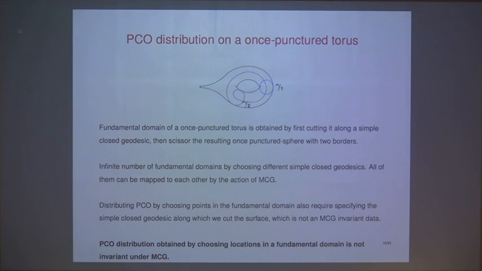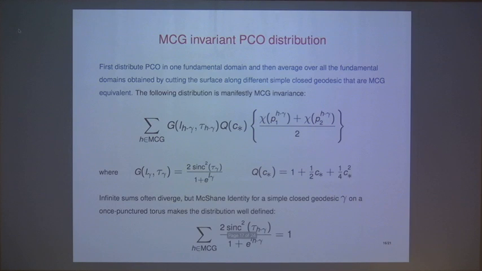So if I want to distribute PCOs by choosing points in the fundamental domain, I also need to say which simple closed geodesic I'm choosing to cut the surface. And that's not MCG invariant information. That means the PCO distribution won't be invariant under the action of the mapping class group. So there's a simple solution.